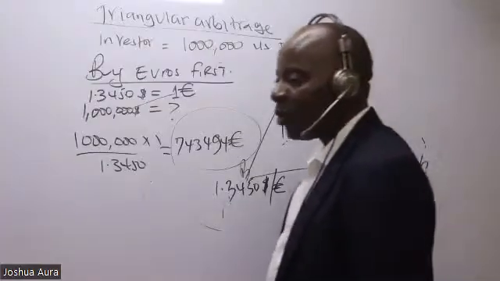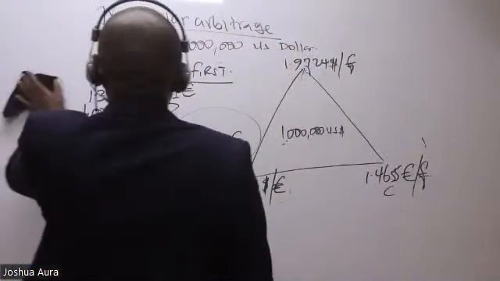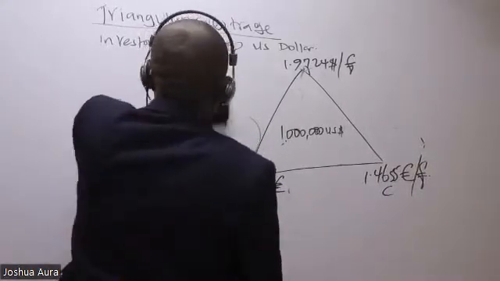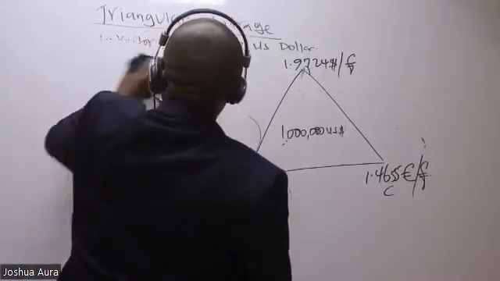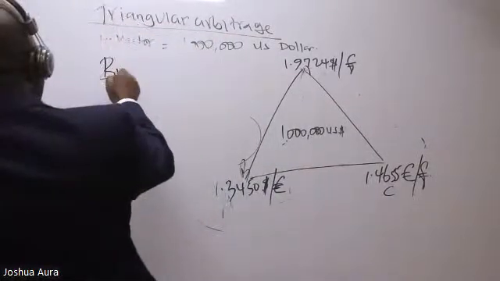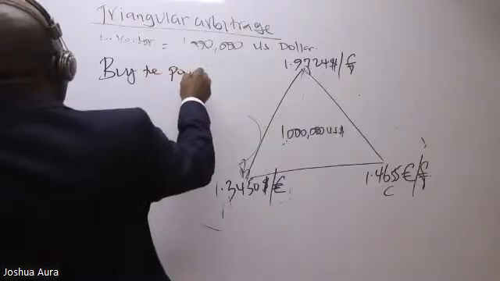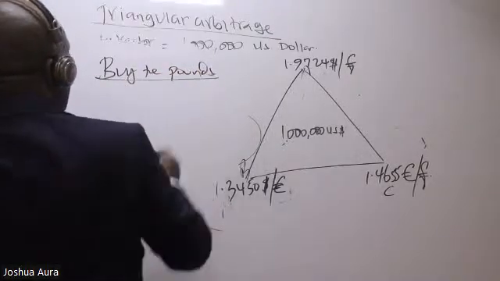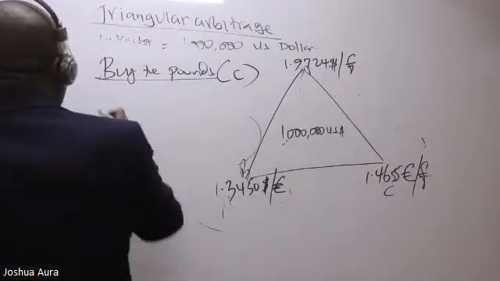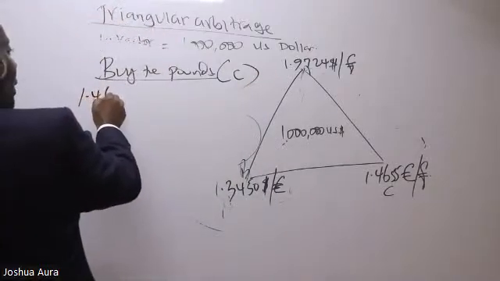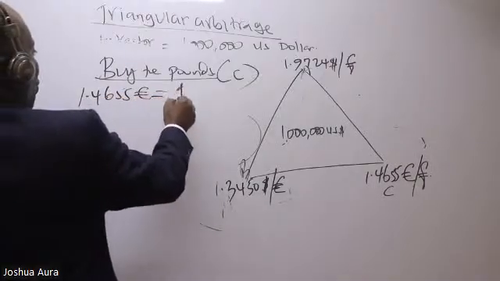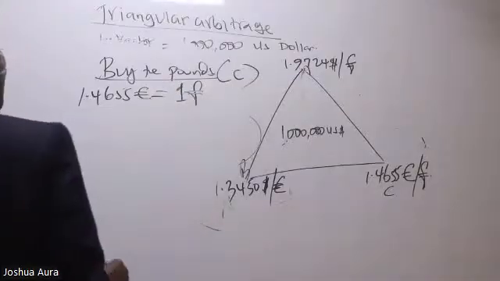So you buy the pounds. Mention there, buy the pounds. In this case here, we are buying the pounds, and we know that's corner C. And we know the pounds rate is here, 1.4655 euro equals 1 sterling pound.